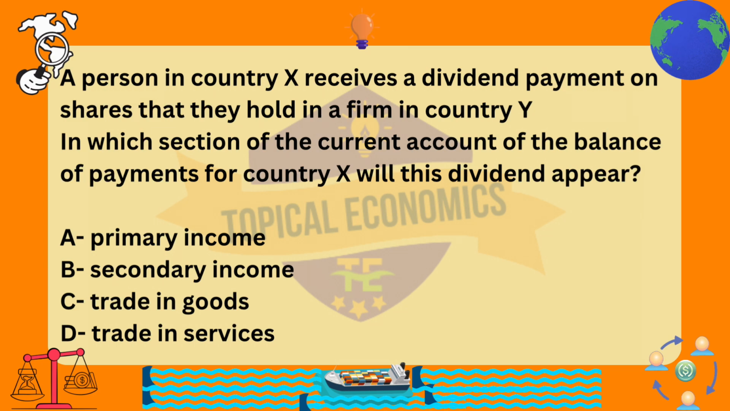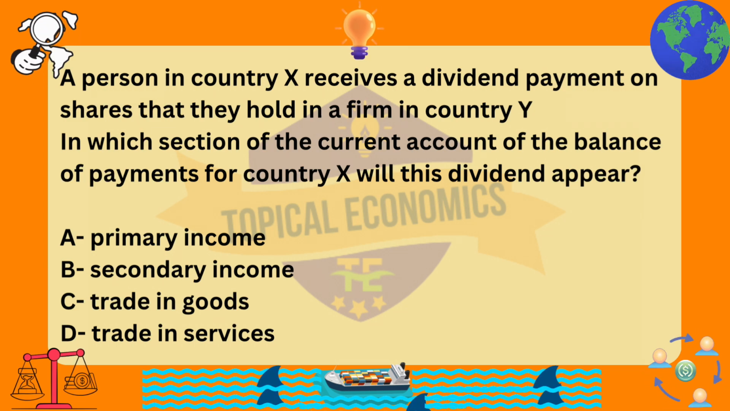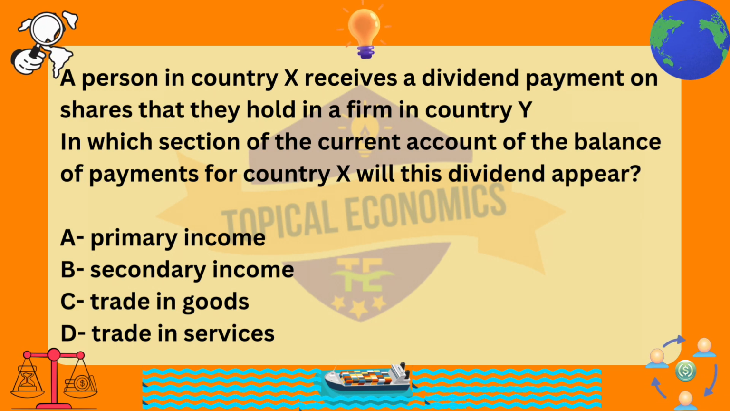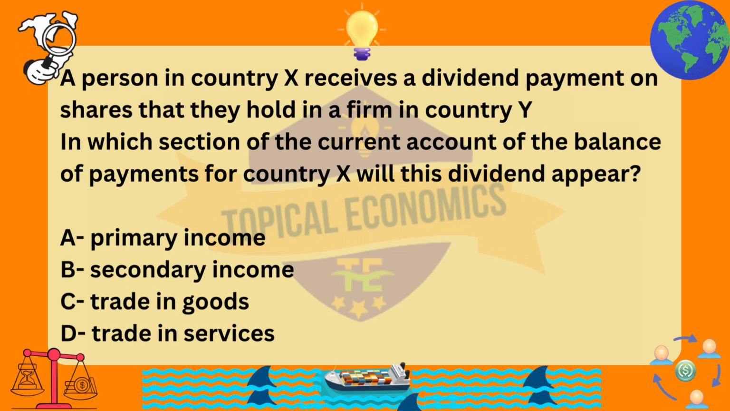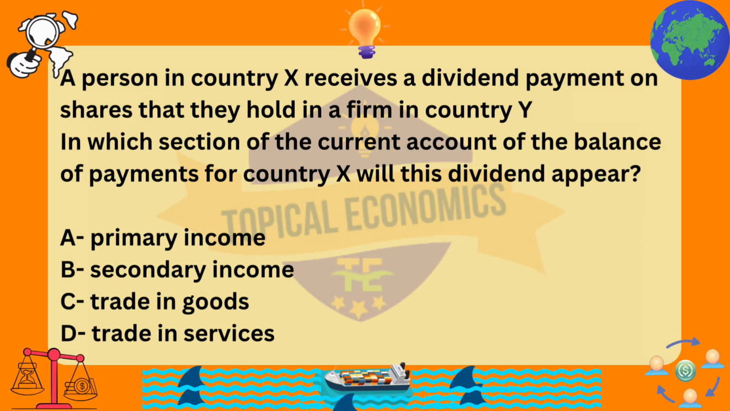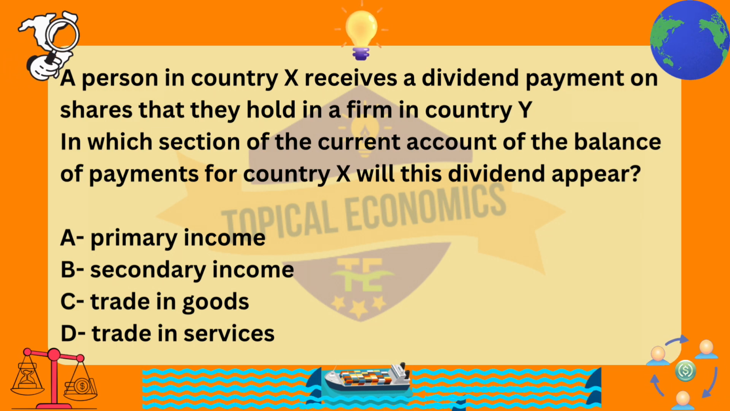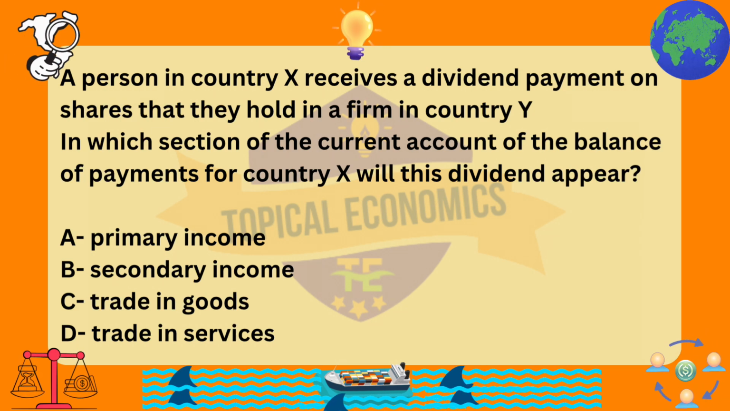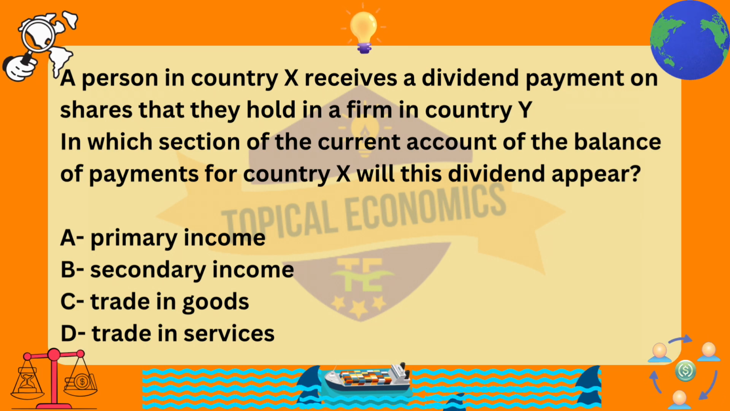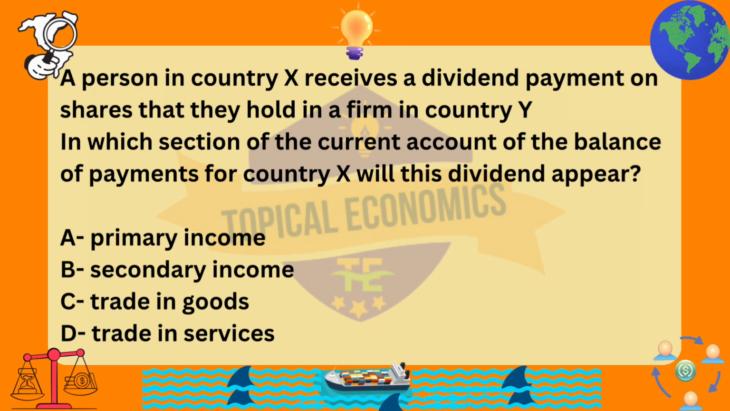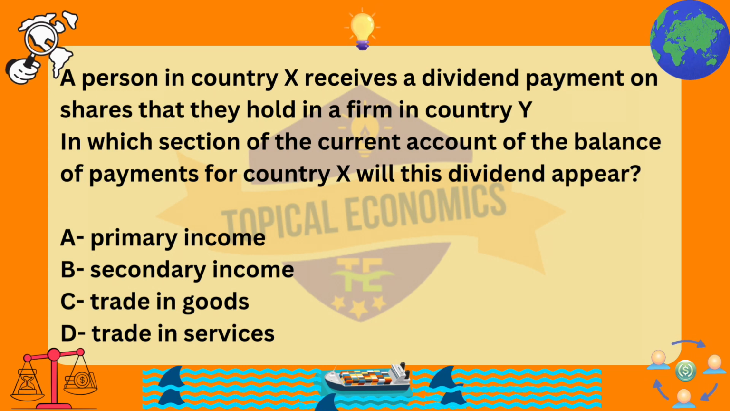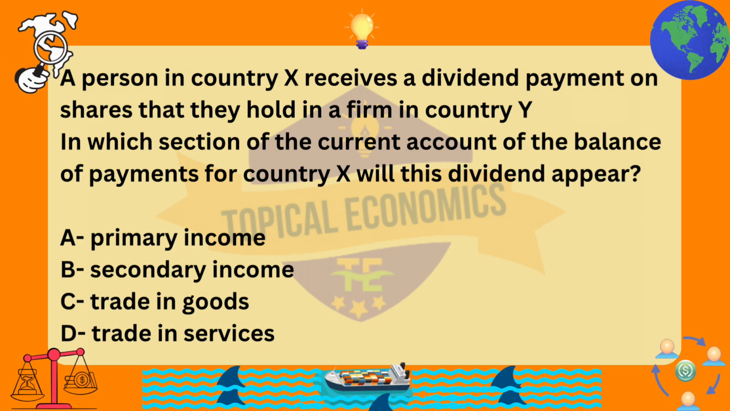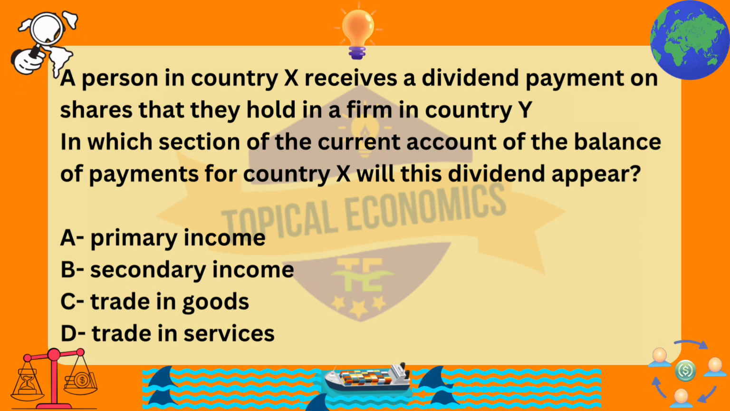Primary income. In the current account of the balance of payments, transactions are divided into several categories, including trade in goods, trade in services, primary income, and secondary income. A dividend payment received by a person in country X on shares they hold in a firm in country Y represents income from foreign investments. This type of income, which includes dividends, interest, and wages earned from abroad, falls under the primary income category. Primary income is specifically the earnings from cross-border investments, such as profits, interest, and dividends, making it the appropriate section for dividend payments. The other options are not correct.